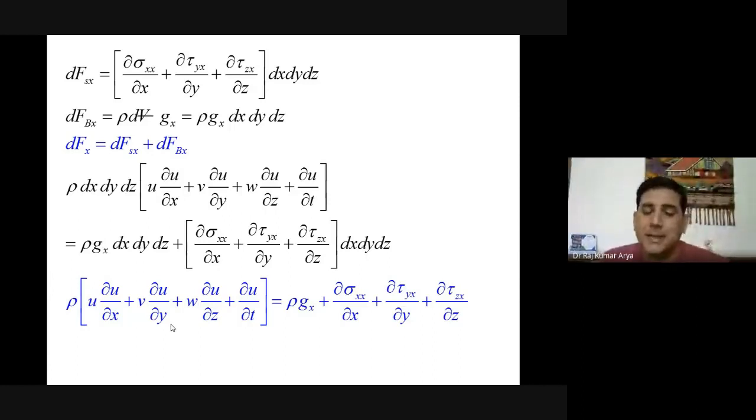This is practically just the x momentum balance. We are not calling it the Navier-Stokes equation for the time being, because it's not that yet. It's just the x momentum balance.